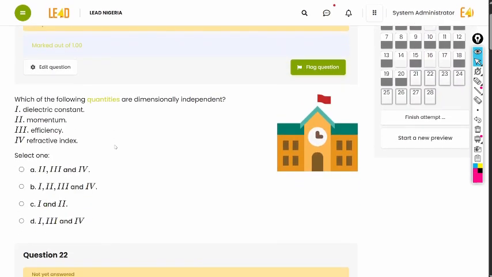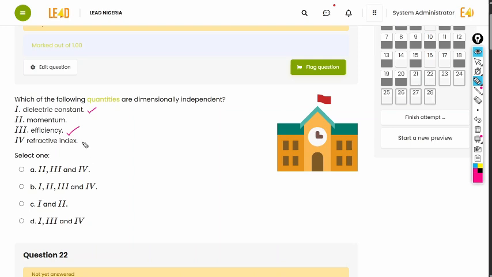Which of the following quantities are dimensionally independent? So we have the dielectric constant, which is dimensionally independent. You'll do this in electricity when you learn about capacitance. Efficiency too is independent. It's just a ratio of work, work output over work input, so it's independent. You do that when you do machines.